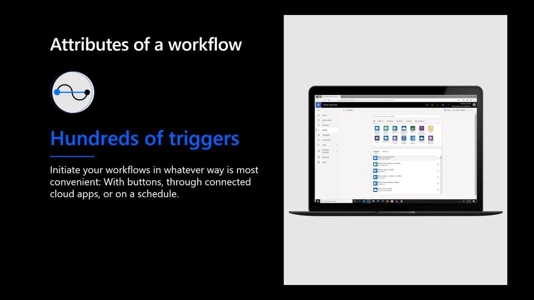So let's go ahead and look at the attributes of a workflow. The workflow begins with really hundreds of triggers that you can use to initiate your workflow in whatever way is most convenient for you. This could be used with a button, basically a user action. It could be from the creation of a record. It could be on the update of a record. Really, however you want your data to be utilized, you can create a flow to take advantage of that workflow and initialize that.